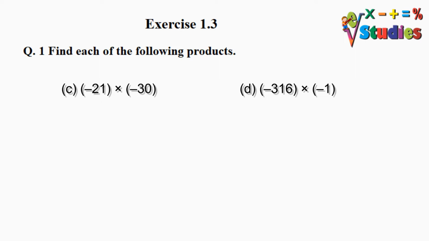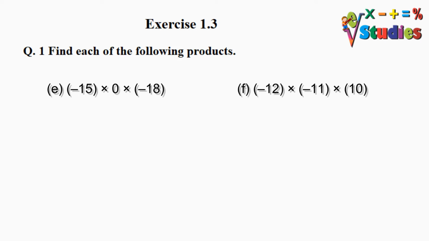In question number 1c, both the integers are negative. So negative 21 multiplied by negative 30 would give us positive 630. Looking at question number 1d, we have negative 316 multiplied by negative 1, and that will give us positive 316. Now question number 1e, we have negative 15 multiplied by 0 multiplied by negative 18. As we know, students, multiplying any number by 0 would give us 0.